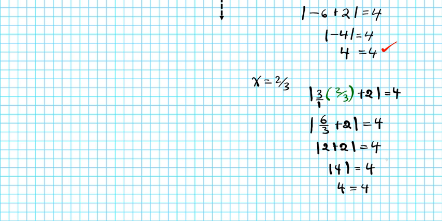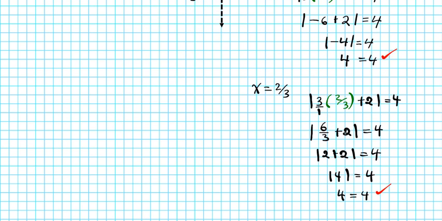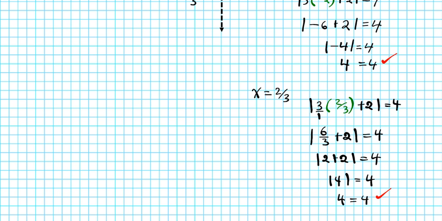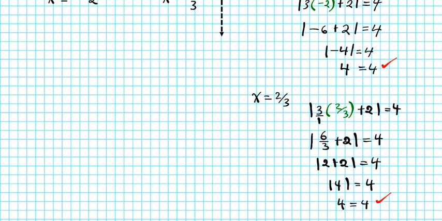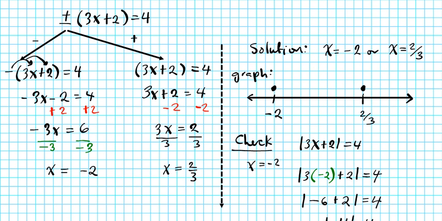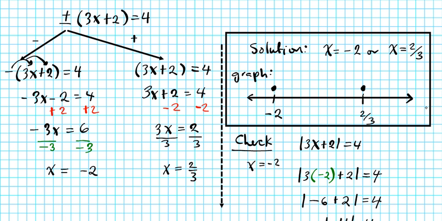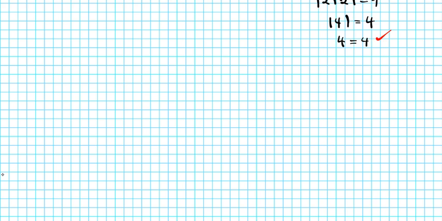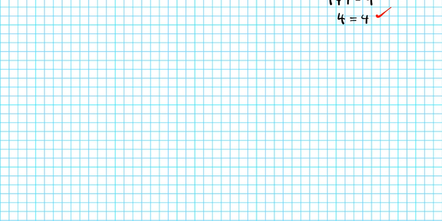Perfect. Since both checks work, our original answer is correct. So we're confident that our answers are accurate. After doing the check, now I can box my solution and my graph. So there you have it, the solution and the graph. Now let's go ahead and try one more problem. Same process: we're going to solve, graph, and check.